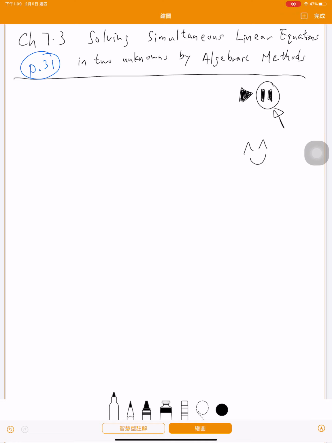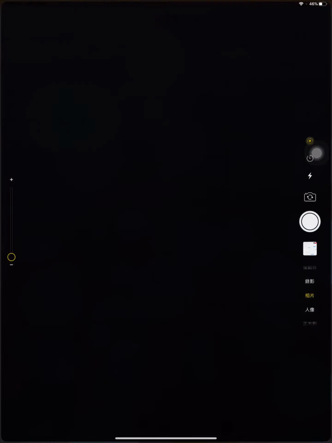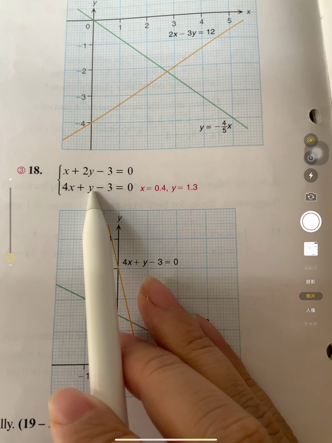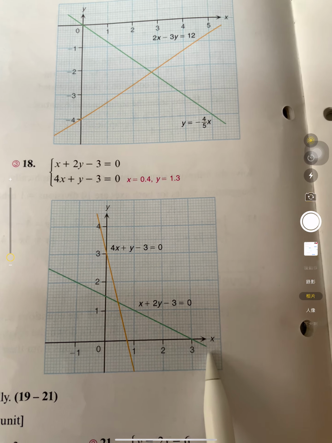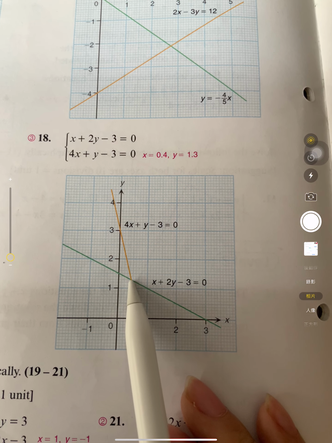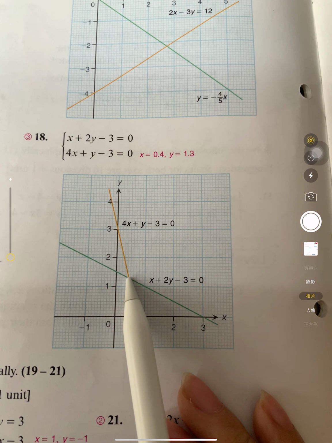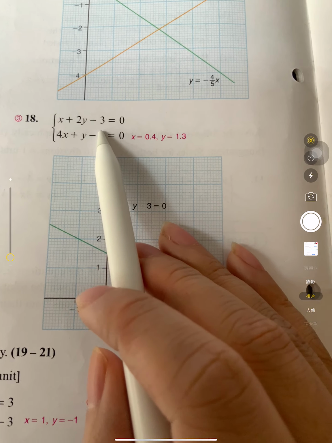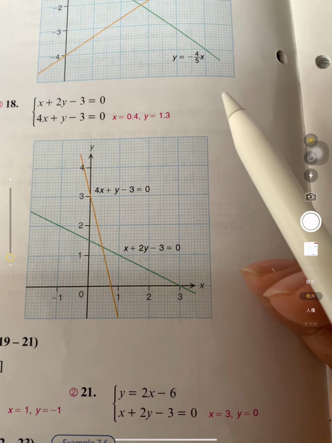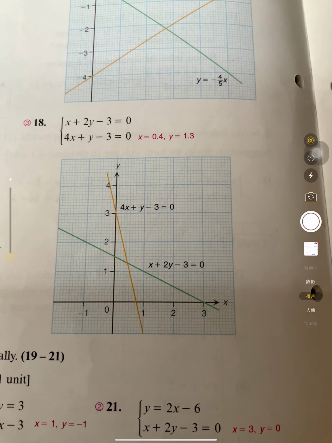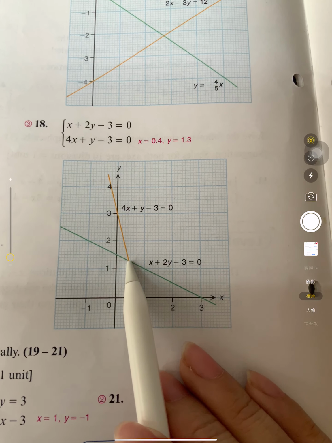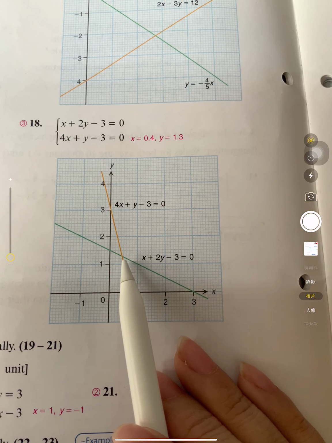What we have learned before the exam is chapter 7.2, right? We have learned how to solve this kind of simultaneous equation by using the graphical method. We can find the intersection of the two lines, and this point will be the solution of the simultaneous equation. But this method has a problem: the answer may not be exact values, just approximate values.